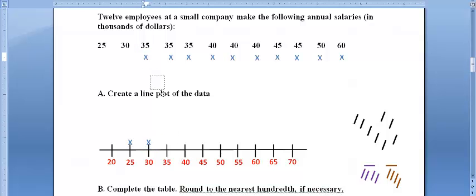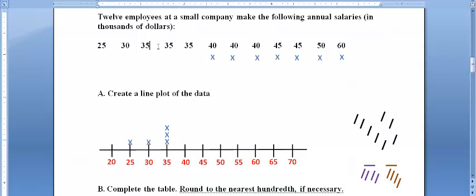Then I go to 35 and plot my blue little X over the 35. But I have another 35. So what do I do? I just stack it right on top of my first X. Same with my third 35. So as you can see, up here I have 1, 2, 3 35s right here, and I have 3 X's plotted above 35 on my number line.